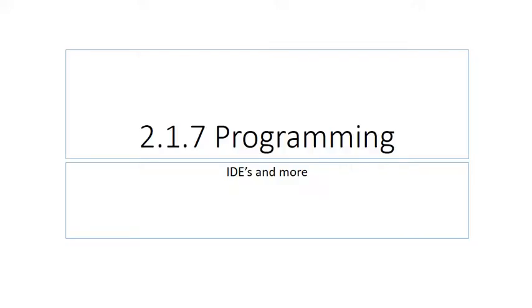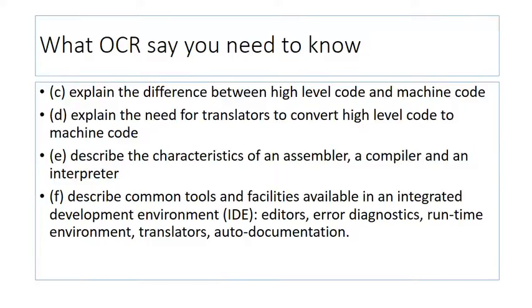Hello there, and welcome to this video, which is going to be looking at 2.1.7 programming section of the OCR specification and IDEs and more different pieces which they require you to look at. We're going to be looking at in this video. So OCR want you to be able to explain the difference between high-level code and machine code, explain the need for translators to convert high-level code into machine code, describe the characteristics of an assembler, compiler and interpreter, and describe common tools and facilities available in IDEs.